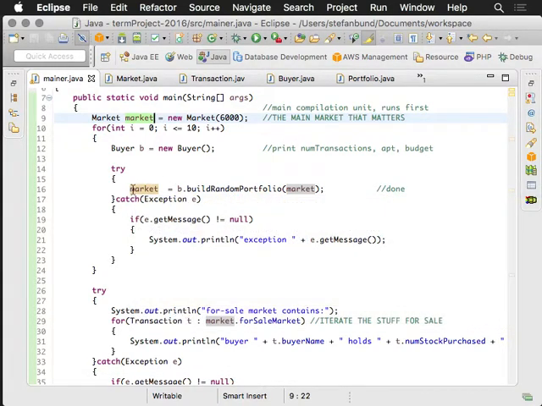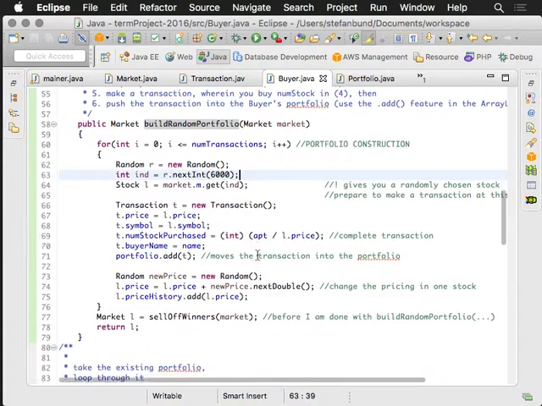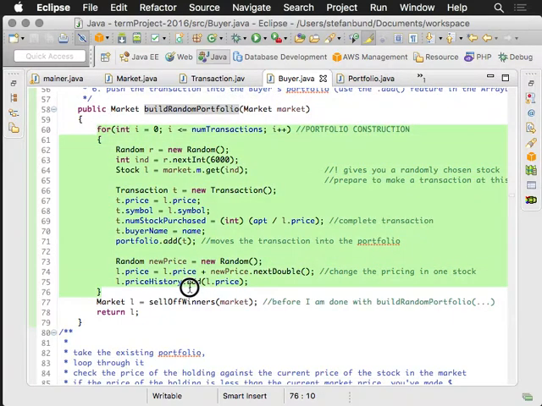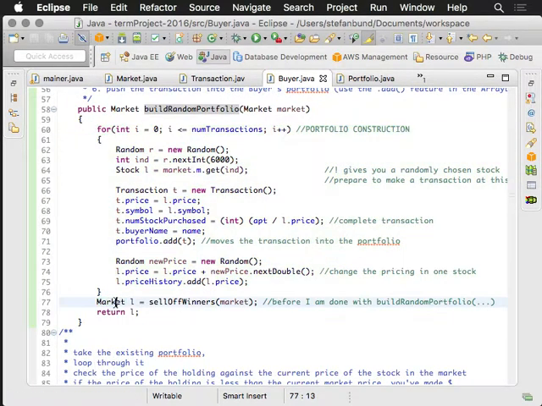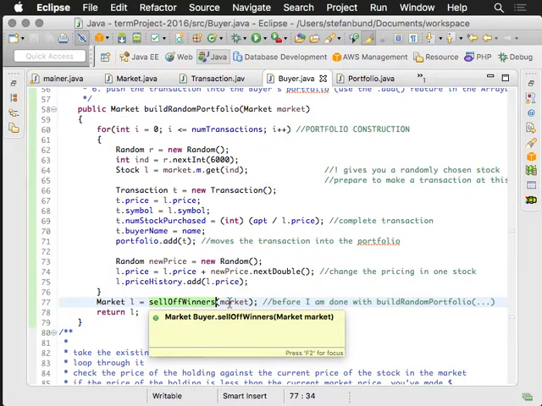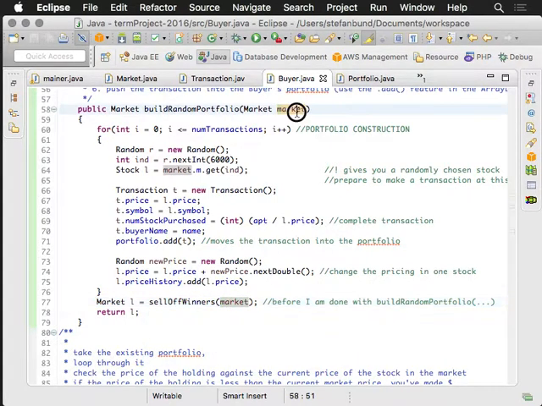So let's go through that. This is how we ended up hacking this right here. Let's go to build random portfolio, and this is what you're familiar with. And then we actually create a new market that's equivalent to the results of sell-off winners. So we pass the market here into sell-off winners. That's pretty exotic, but it's working perfectly. And let's go to sell-off winners.